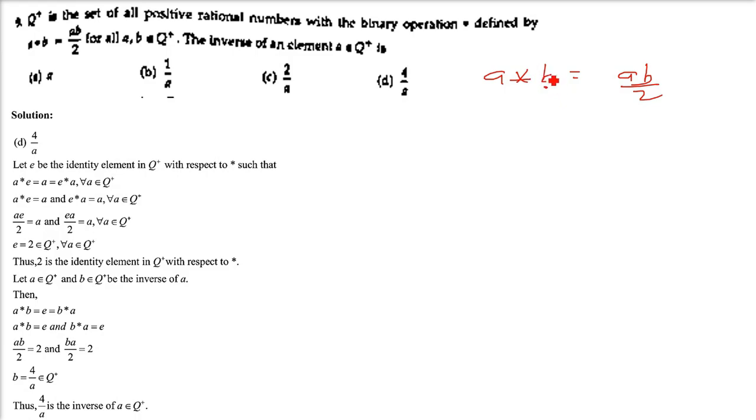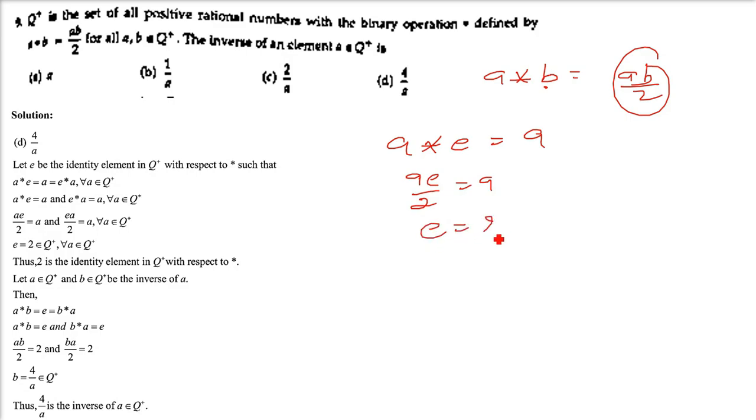Okay. So, for identity element, if you operate A with E, it should give you A. Now, what is A star E? It is AB by 2. So, AE by 2, in place of B just put E. So, E, what do you get? E equals 2.